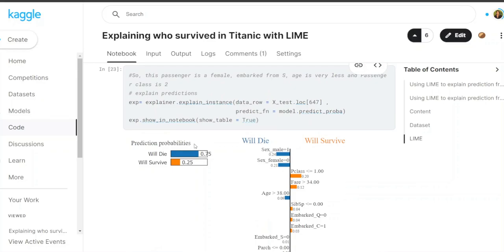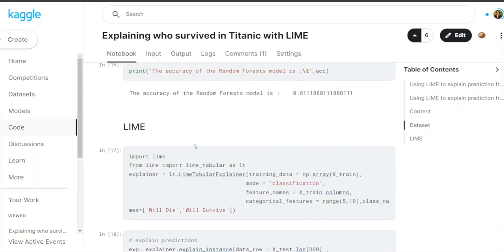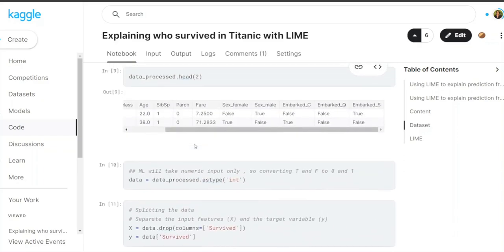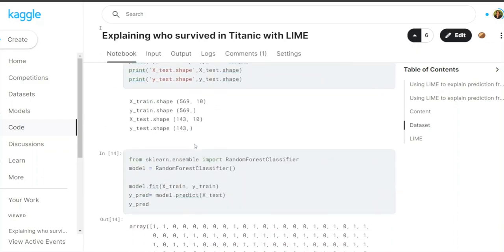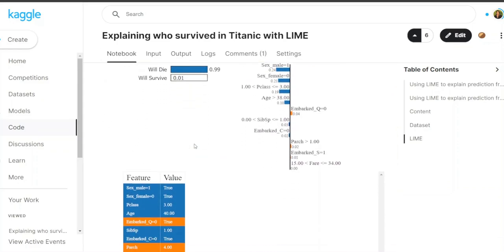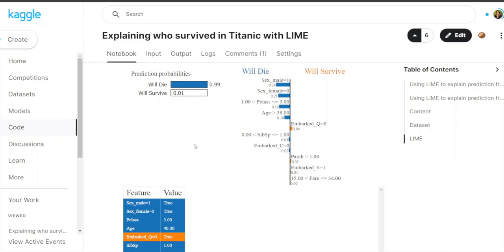Similarly, we can go on trying to see for different passengers what the survival rate is. This was an example of how we can implement Lime and actually go into explaining why the passenger survived, rather than just having a predictive model which just tells us the prediction probability. So, a very interesting way to look at the data and go deeper into understanding the why behind the prediction.